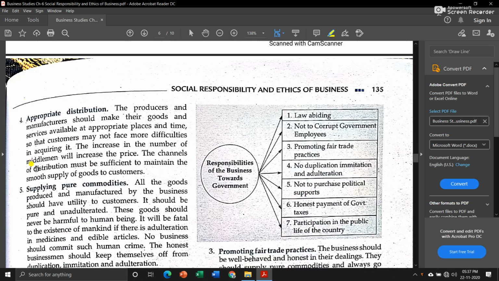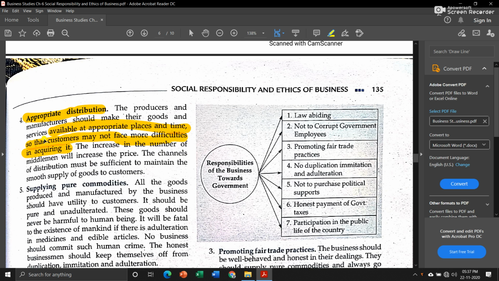Then fourth is appropriate distribution. Simply producing is not enough. The business has to see whether their products are evenly distributed or evenly available all over the country or all over the place. The producers and manufacturers should make their goods and services available at appropriate places and times so that customers may not face more difficulties in acquiring them.